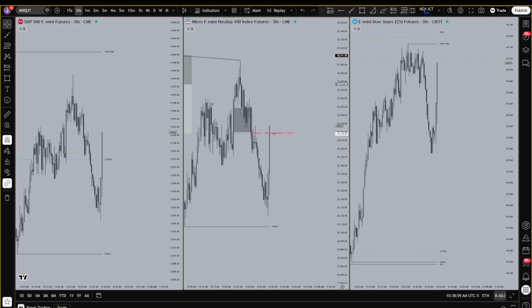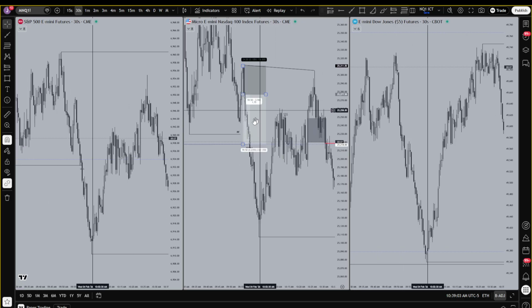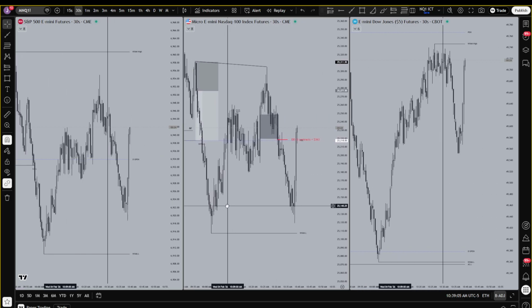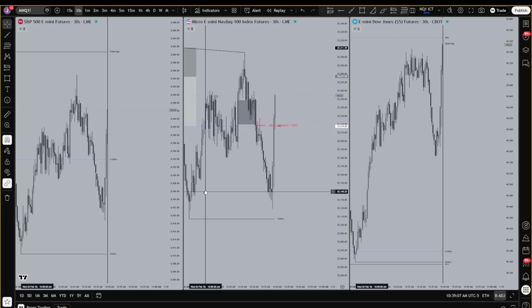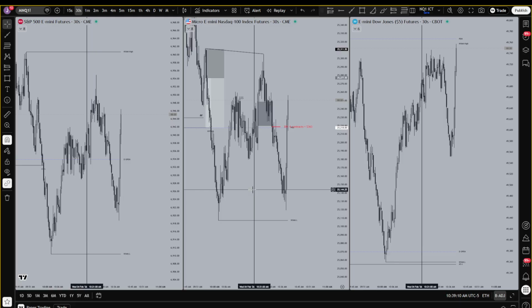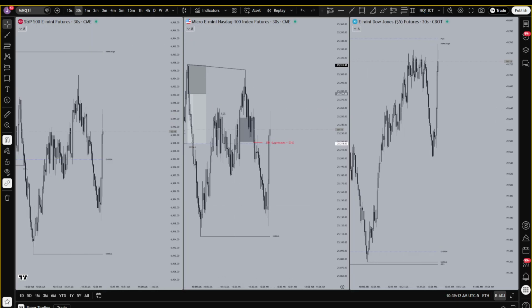I took my short earlier today, this one, but I'm done for the day. I'm just forward testing the indicator with you guys. I'm not actually taking any more trades. We're just kind of seeing how the indicator plays out for the rest of the day.